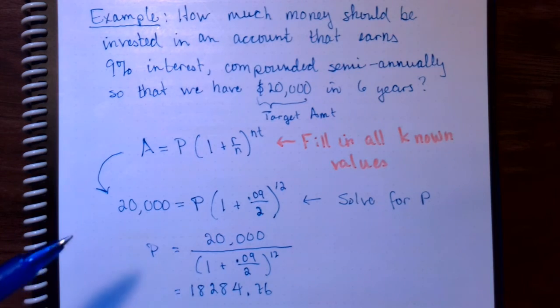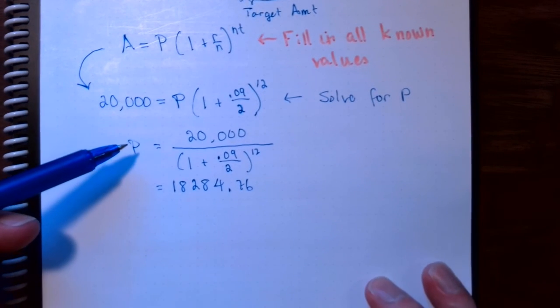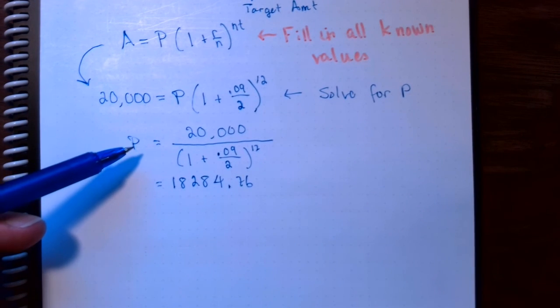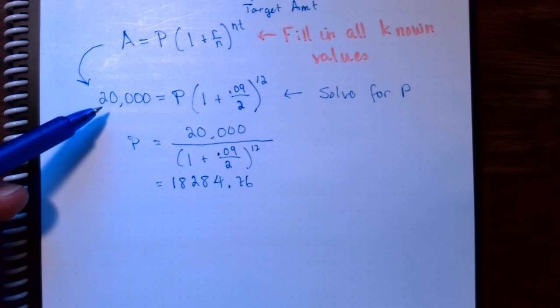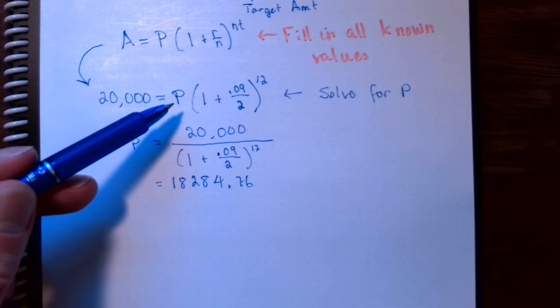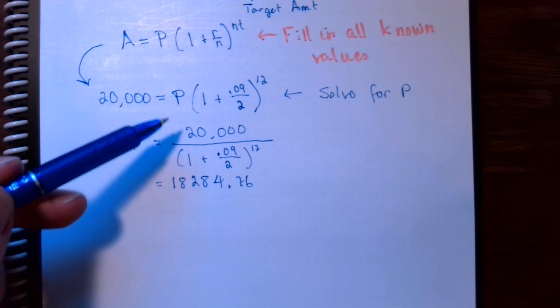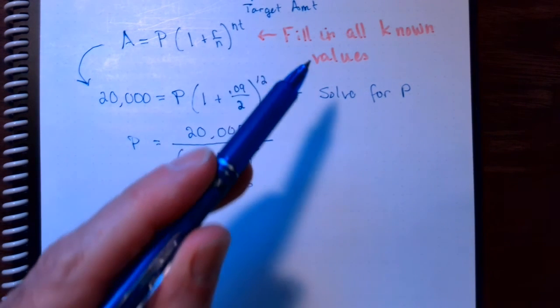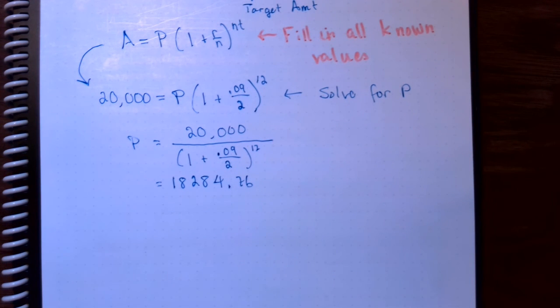Okay, so this is a way to deal with a present value problem. You know the amount you want to end up with. You don't know what you're supposed to deposit today. In other words, you don't know the principal. So you fill in everything that you do know and solve for that one unknown.